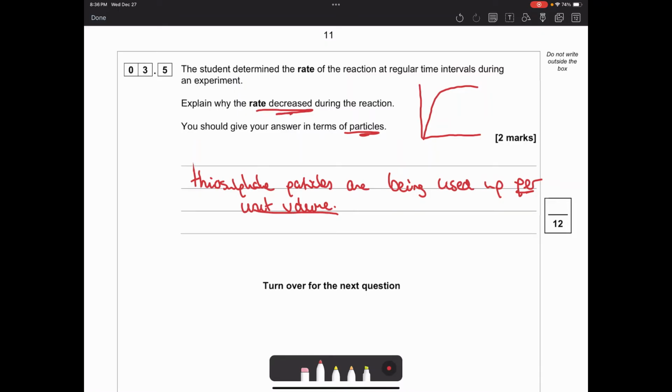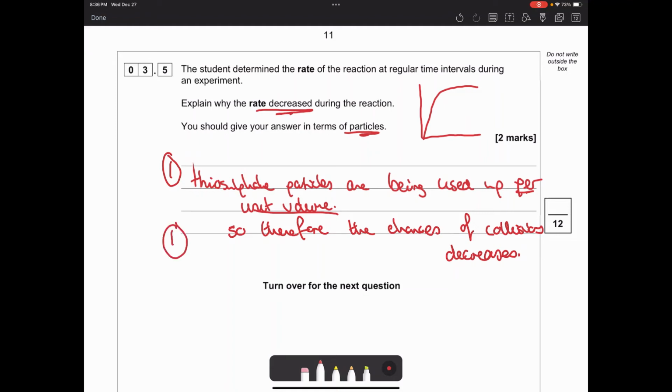So therefore, this is linking it back to collision theory. Remember, in order for a reaction, particles need to be able to collide. So therefore, the chances of collisions, or successful collisions, decreases. And that would be your second mark. 1 mark for recognising thiosulfates being used up, 1 mark for recognising that will lead to a decrease in collisions and therefore a decrease in your rate.